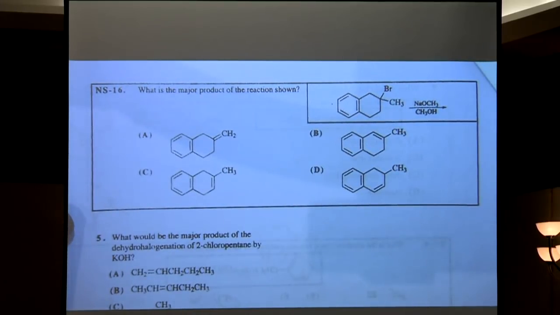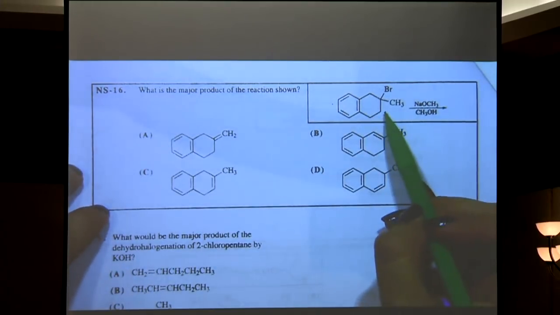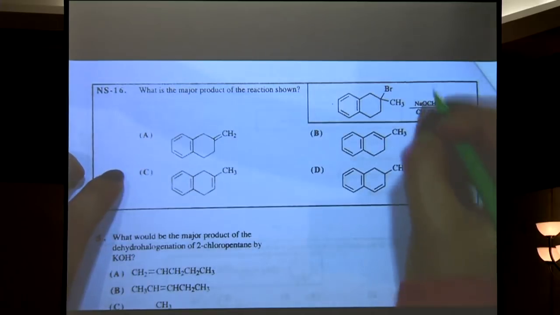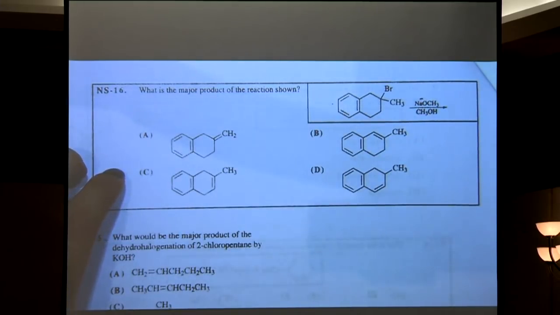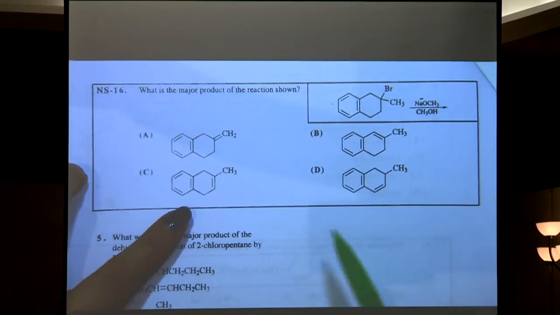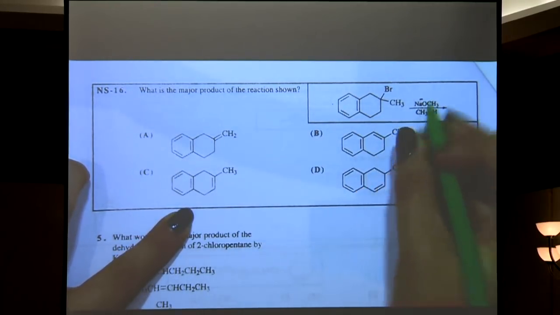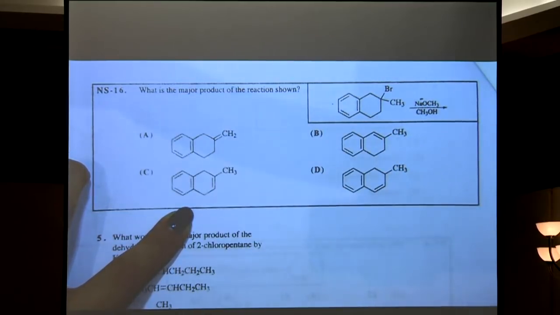What is a major product of the following reaction? Br is a good leaving group, so it's going to leave, and this is going to be negatively charged, so it's going to take away a hydrogen and form a double bond in the structure. What we're going to look at is whether it's going to make it fully conjugated, whether it takes away the hydrogen right next to where the bromine is, and how substituted it's going to be, because we want the major product.